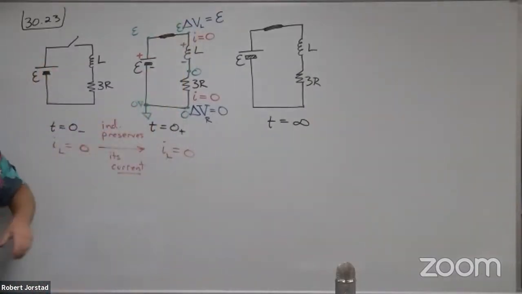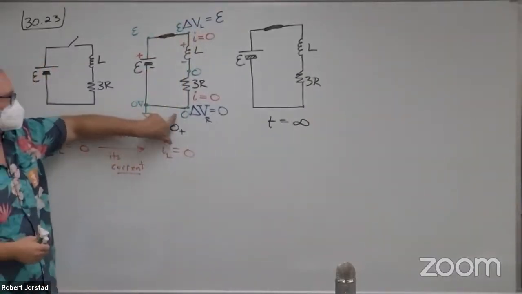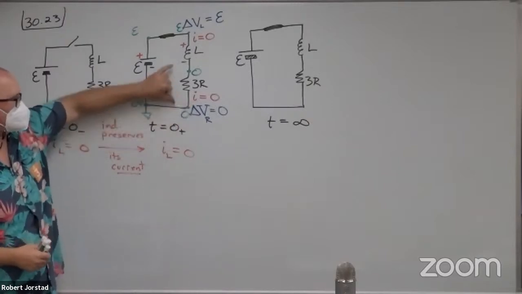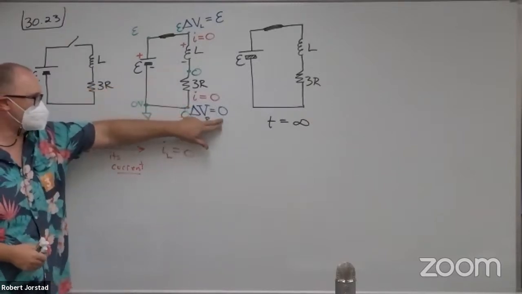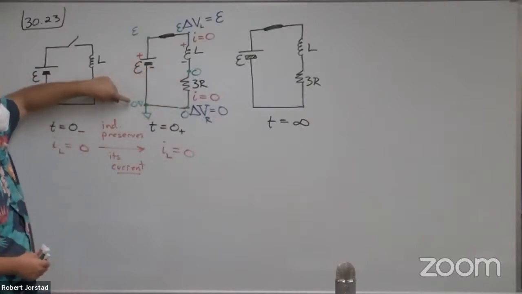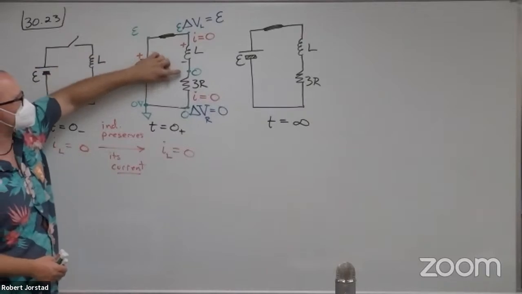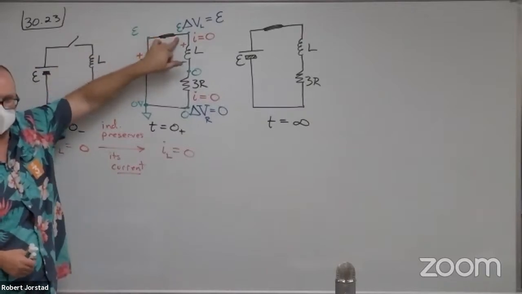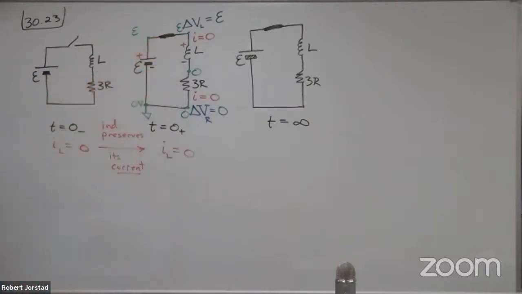See that? So there's nothing here, and I know that the resistor with no current has no change. So if I have no change in voltage, if this is 0, this is also 0. Well, going this way, this is 0 to E. This must also be 0 to E. Clear on that? All right.